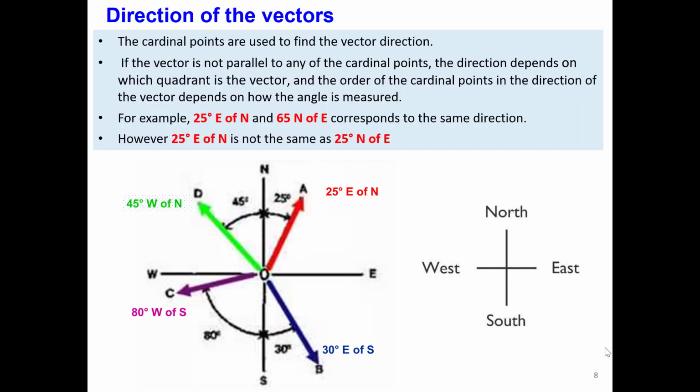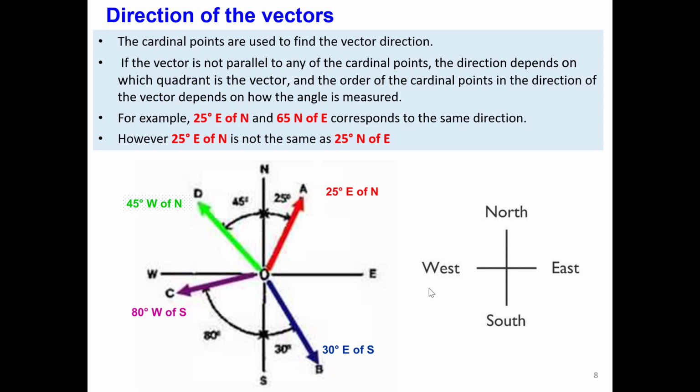And let's first discuss how we can give the direction of the vectors. One of the ways we use to give the direction of the vectors is using the cardinal points. If the vector is parallel to any of the cardinal points, then there is no problem. If it's in the north direction, then we will say that the vector points to north, east, south, or west.